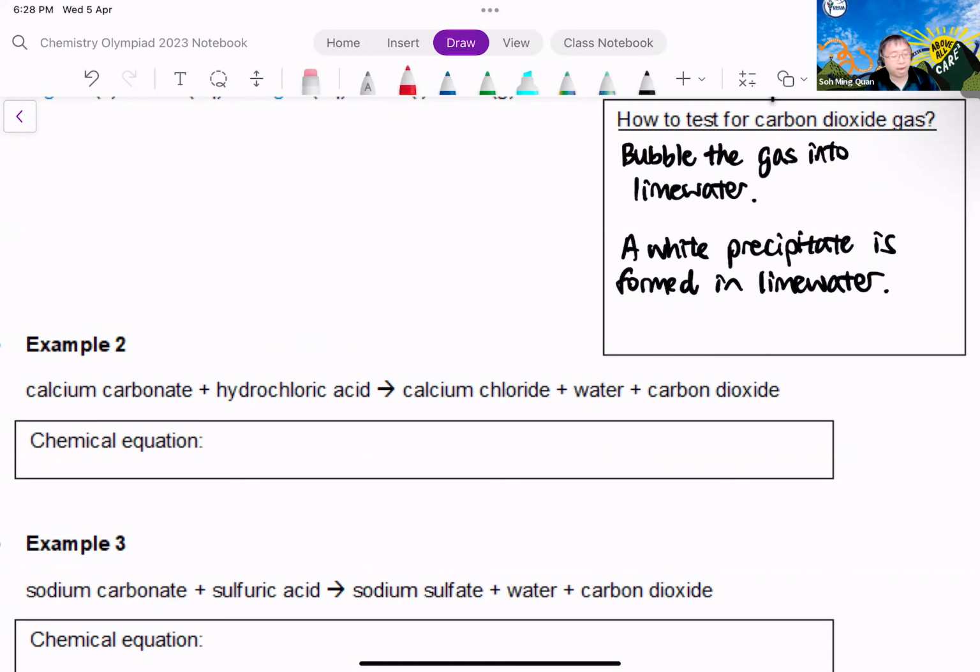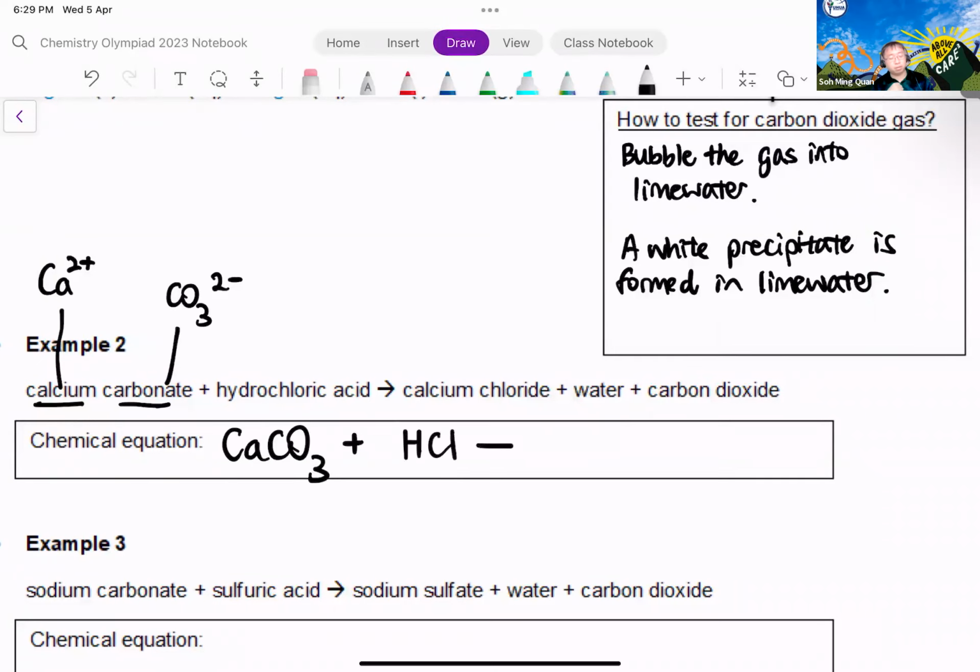Now first we have calcium carbonate. Calcium, Ca2+, because group 2. Carbonate, CO3 2-. So just nice, 2+, 2-, the positive and negative cancel each other out, so it's balanced. So the formula is just CaCO3. Plus hydrochloric acid, which is HCl.